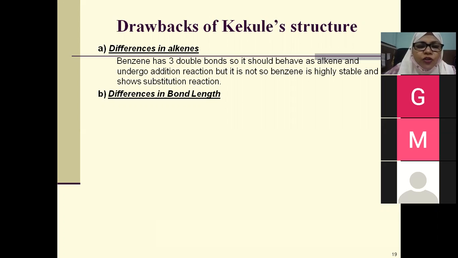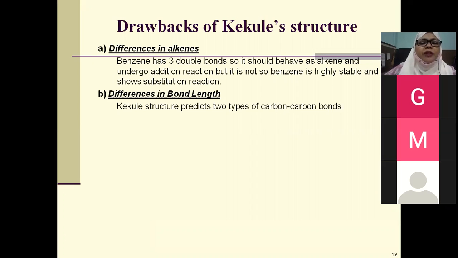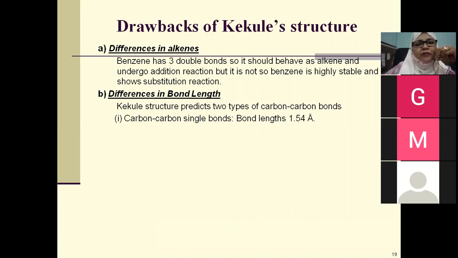Okay, but it is not showing different bond lengths. Instead of that, it is showing a single bond length, which is the intermediate of carbon-carbon single bond and carbon-carbon double bond. Okay, so Kekule's structure predicts 2 types of carbon-carbon bonds in the benzene ring. One is carbon-carbon single bond, whose bond length should be how much? 1.54 angstrom should be there. And carbon-carbon double bond. So here the bond length should be 1.34 angstrom.